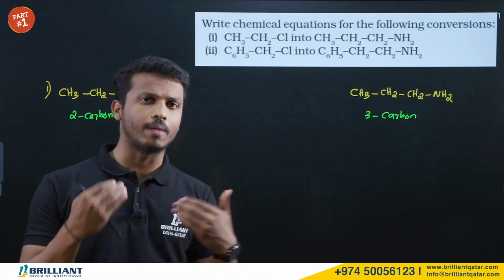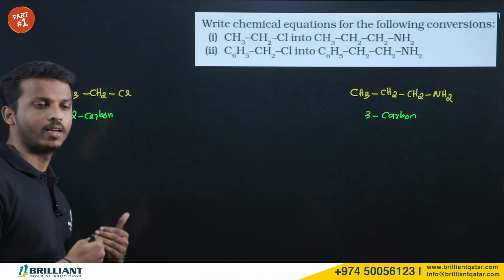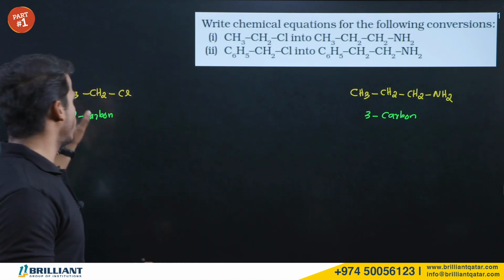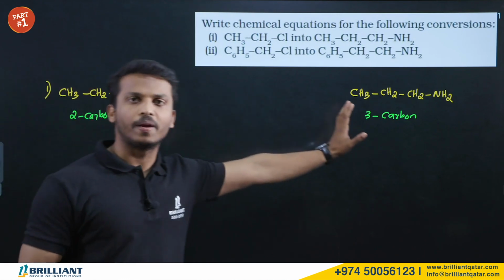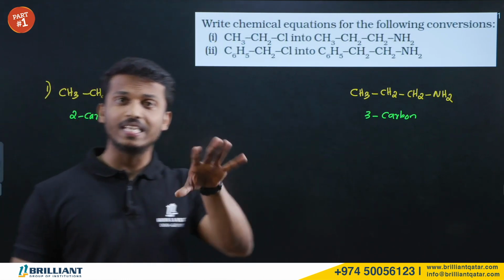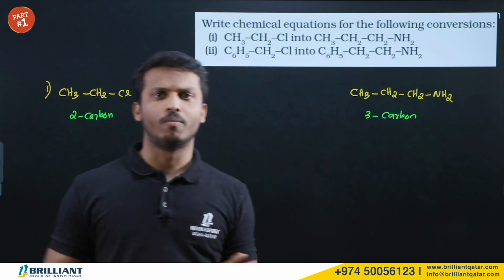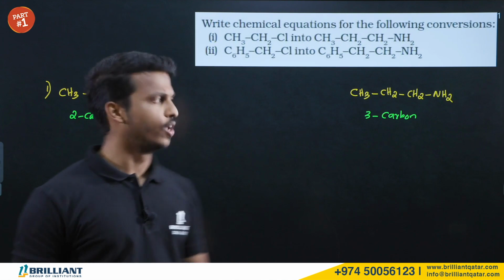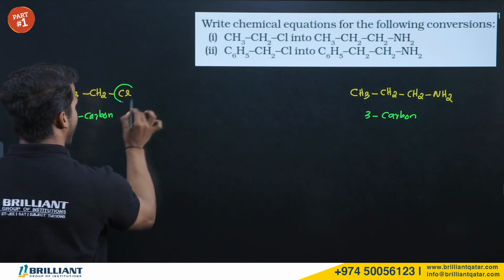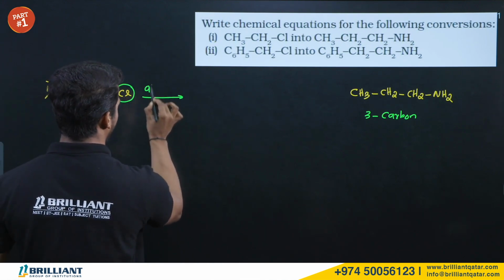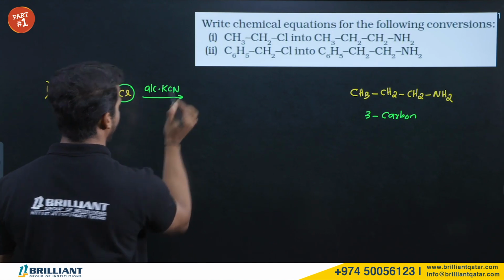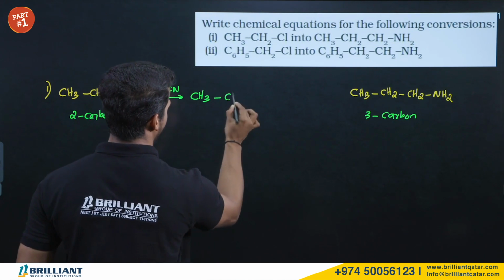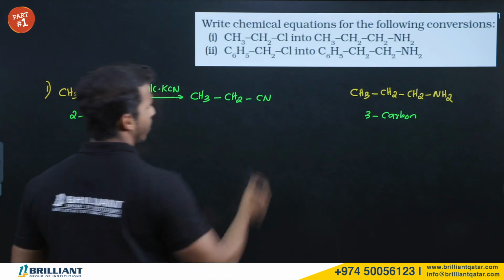Mostly to increase the number of carbons, we need to introduce a cyanide group. Here there are 2 carbons in your reactant and 3 carbons in your product. If you want to increase the number of carbons by 1, mostly we use cyanide. We want to get a cyanide group. You know how we can convert a halogen into cyanide? When you treat it with alcoholic KCN, KCl will eliminate and cyanide will substitute. So you will get CH3CH2CN. Please observe, dear student.